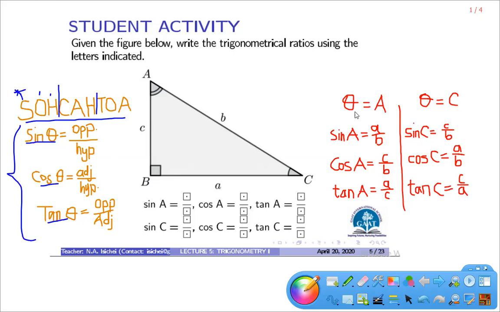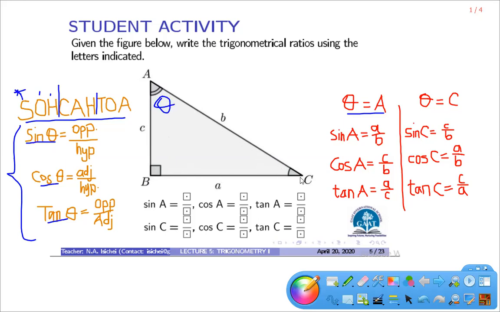Now, if theta is A, this particular angle A, suppose here is our given theta. In a right angle triangle, there are 3 sides, and the 3 sides are given names. The longest side is always the hypotenuse, no matter how the triangle is drawn. Irrespective of how it is drawn, the longest is the hypotenuse.